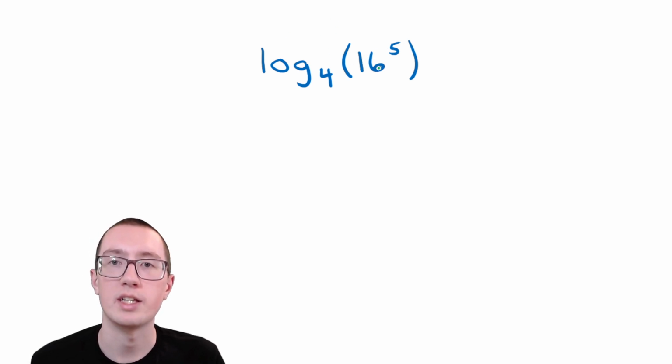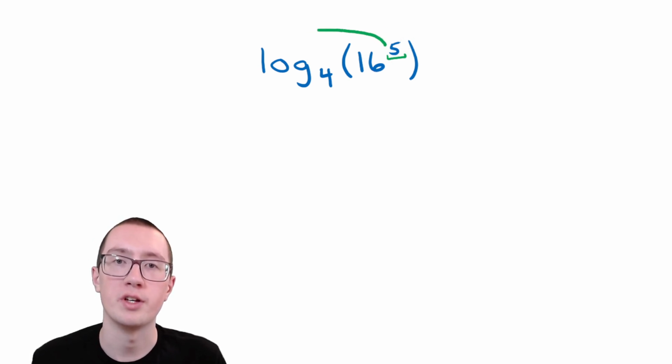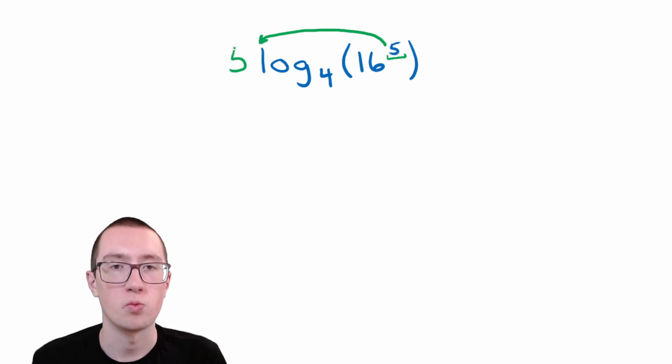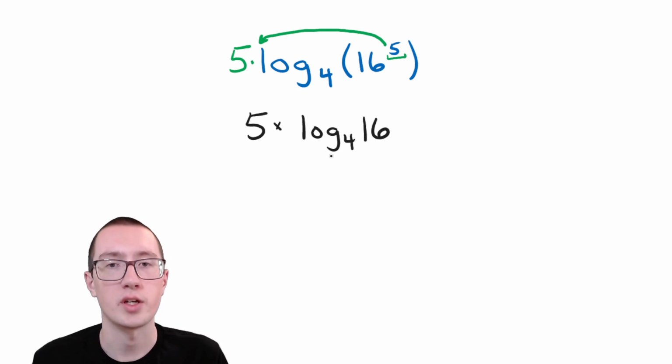So this power rule says that if you have an exponent on the inside of your log, then you can take it out and move it to the front. So we can take out this 5 and move it right here in front. And remember that when you have a number and some letters next to each other, that means they're being multiplied. So this log used to be log base 4 of 16 to the 5th. But now that we move the number out to the front, it is now 5 times log base 4 of 16. And log base 4 of 16 is a much simpler log that we can solve on our own.